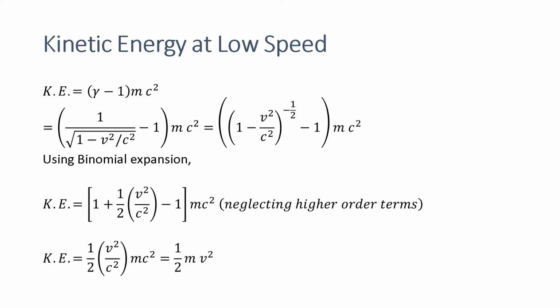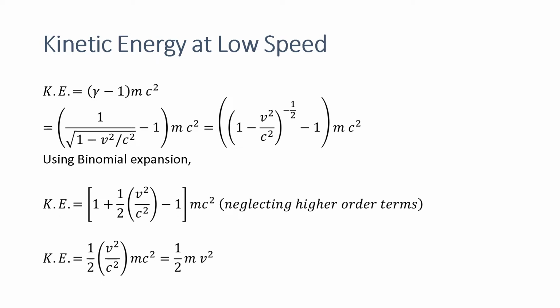Then we expand that by using binomial expansion. Since we are considering the case when v is small compared to c, in the binomial expansion we can neglect higher order terms. After that we put 1 minus 1 equals 0. So we get kinetic energy equals half into v²/c² into mc².